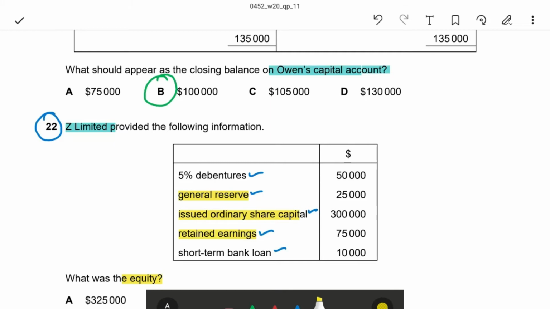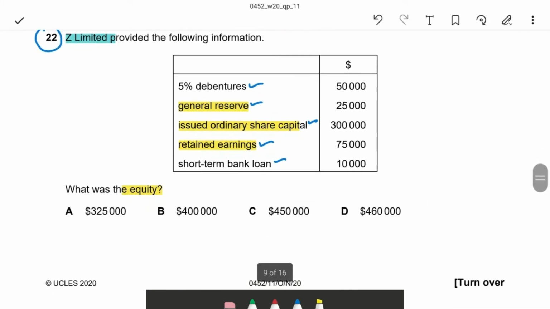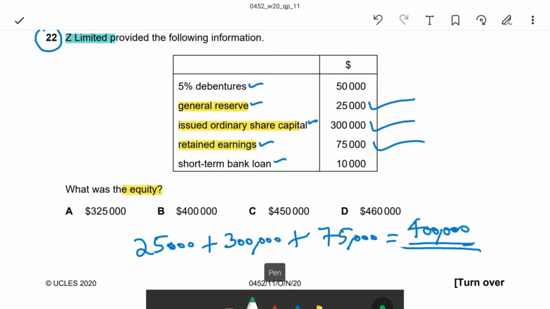Debenture is a long-term loan. Short-term bank loan is a current liability. So these three are the total equity. 25,000 plus 300,000 plus 75,000 is equal to 400,000. The correct answer is B.